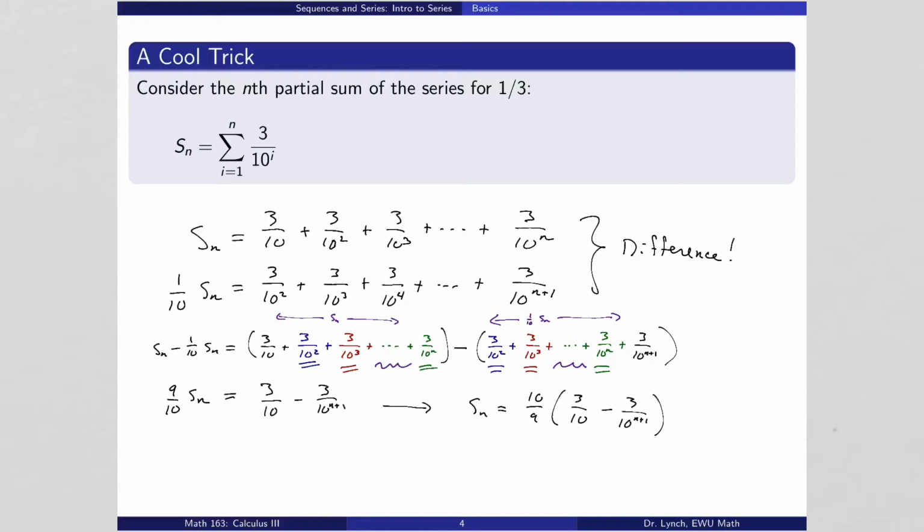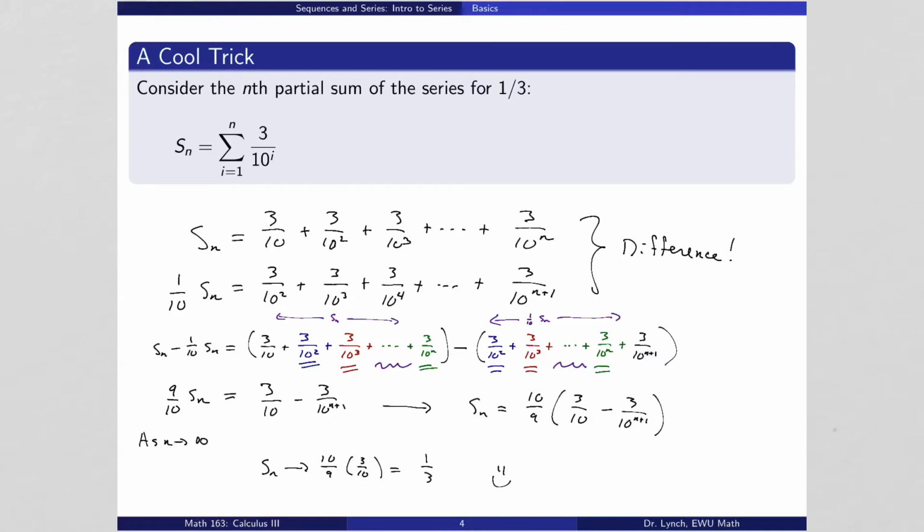So now ask yourself, what happens to that quantity as n goes to infinity? I think you'll agree that as n goes to infinity, the term with the 10 to the n in the denominator goes to 0, and we're left with a finite expression for s sub n. So s sub n goes to 10/9 times 3/10, which I think you'll agree is exactly equal to 1/3. And that's what we expect to happen.